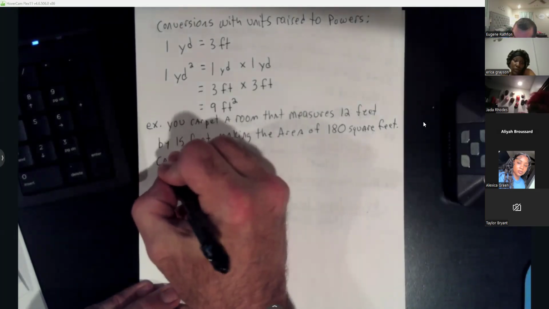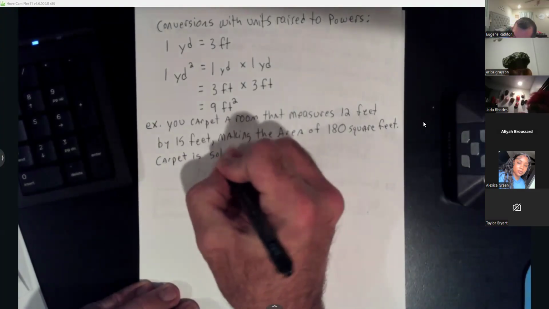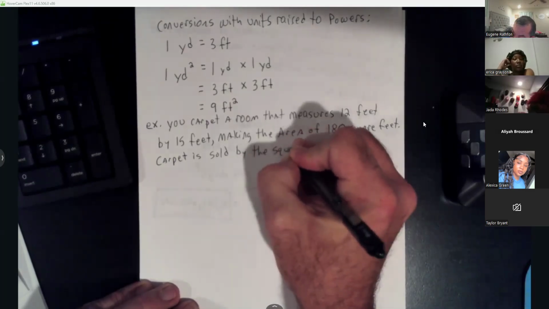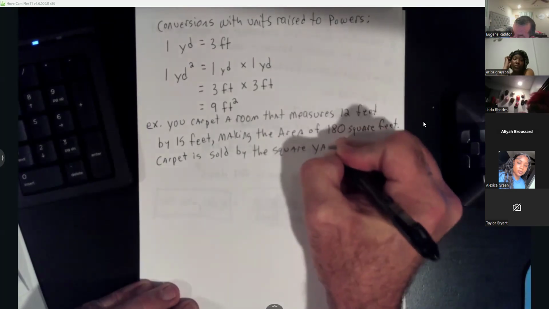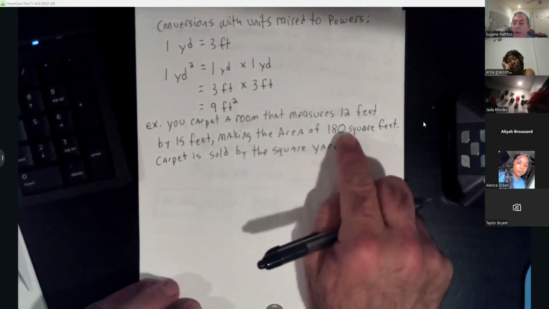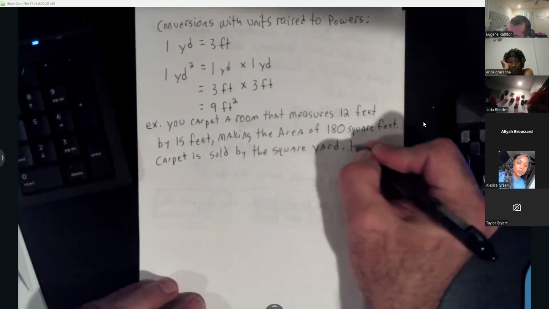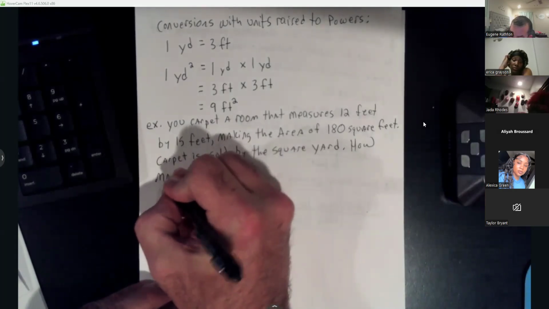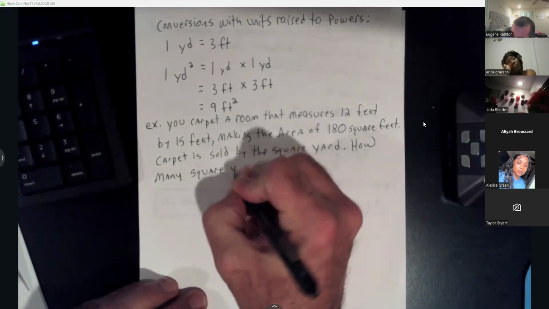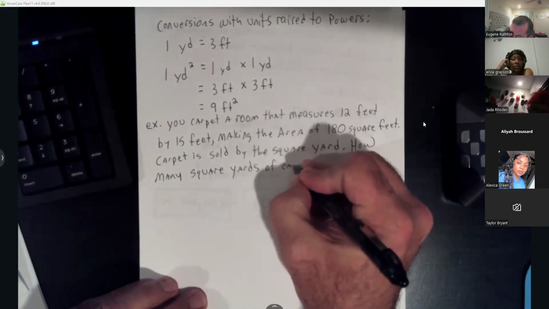Now, carpet is sold by the square yard. So they don't sell carpet by the square feet, they sell it by the square yard. So they want to know how many square yards of carpet do you need?